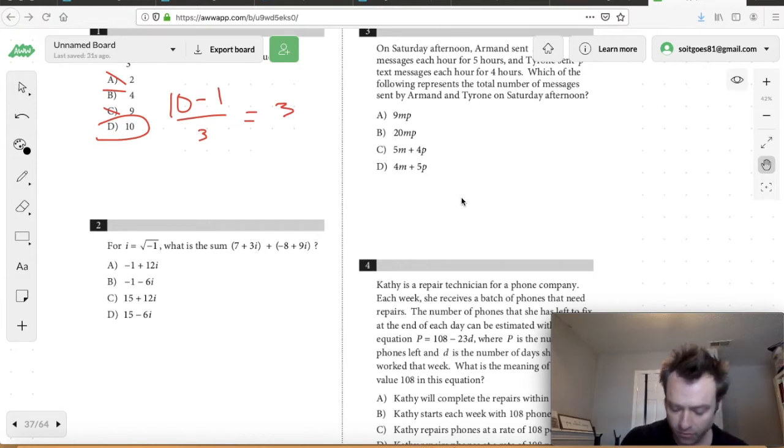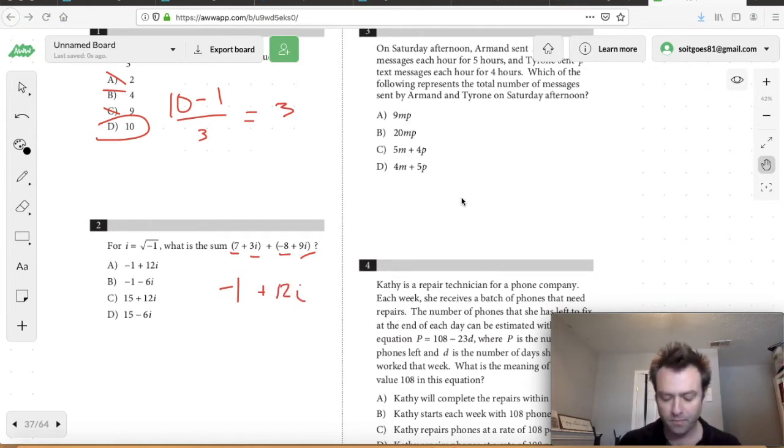Real easy. So we know 7, I can combine the 7 and that negative 8. That's going to give us a negative 1. Now I combine that 3i and the 9i. We just add those together. I don't have to distribute any negatives or anything fancy like that. That's going to give us 12i. And it is indeed answer choice A. All right, rock and roll.